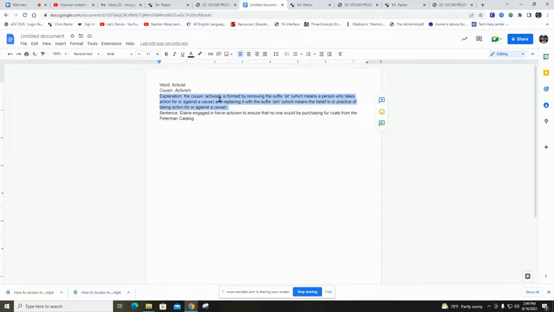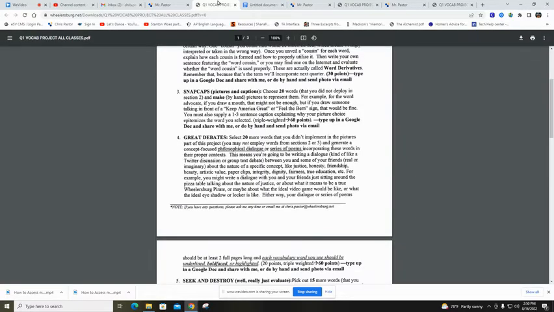Elaine engaged in fierce activism to ensure that no one would be purchasing fur coats from the Peterman catalog. It was a cold day in the Andes Mountains. Okay, you could imagine how that would work out. But that is a sentence using the word activism. And let's boldface it, shall we? Okay, we've got the sentence, we've got the explanation, we've got the cousin, we've got the word. So hopefully that helps you with the word cousin part.